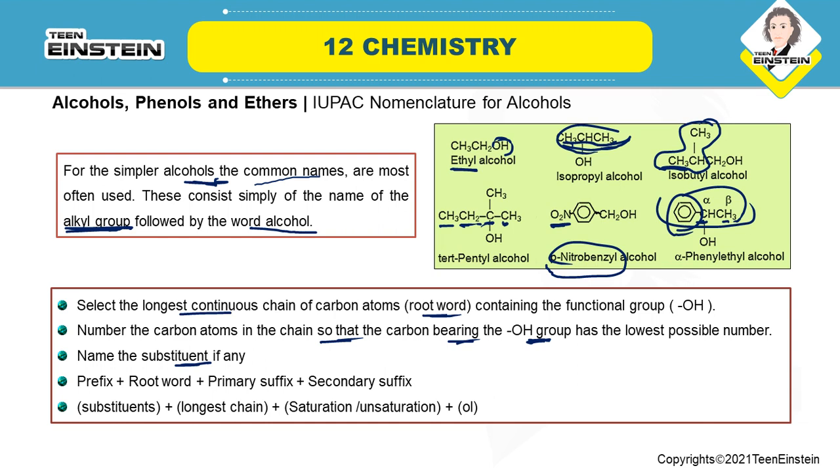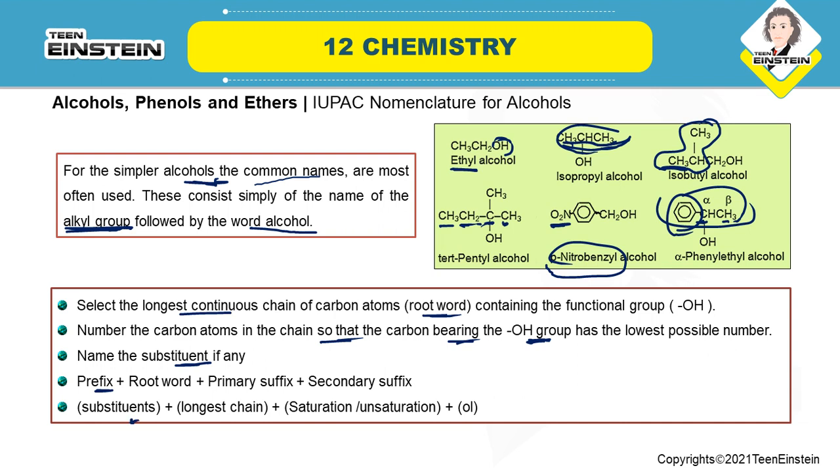So ultimately, if we take all the rules together, first we will write the prefix. Prefix means if there is any substituent. So suppose there is a methyl group at position 3, it will be 3-methyl, and that is the prefix. Then the root word, that is how many carbon atoms are present in the longest chain. After that, suffix. But suffix may be of 2 types: it may be primary suffix and it may be secondary suffix. When we take the example, it will be clear.